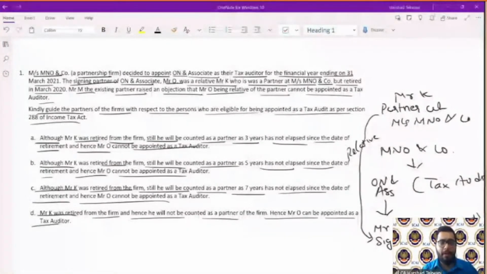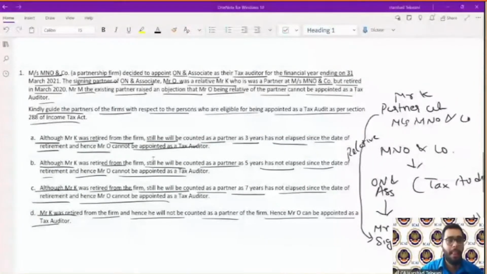See, we just now discussed the definition of tax auditor. What are the eligibilities? What are the disqualifications? Section 288, same. It will be applicable over here. Come on, guys. It's pretty easy. You need to just apply the concept, and please, it's pretty simple.